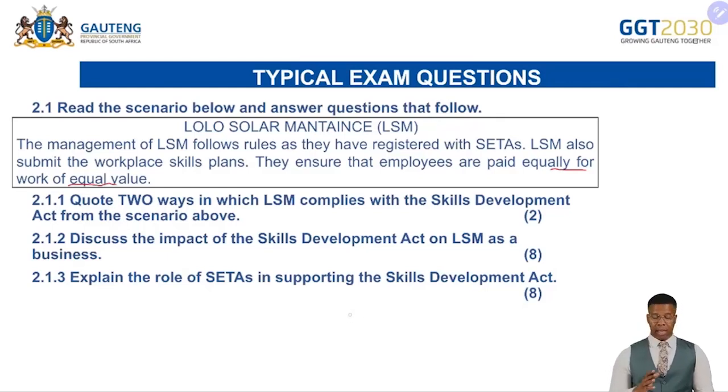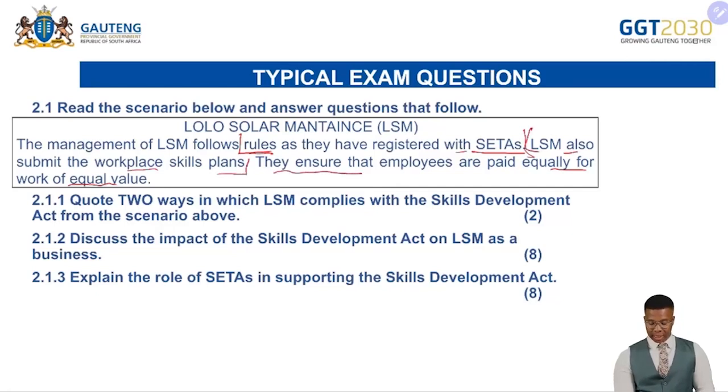What is critical there is to read the scenario and understand. The management of Low Solar Maintenance follows rules as they have been registered with the SETAs. Now, one way to comply, remember, is to register with SETAs. That is one way to comply. And then another way, they also submit the workplace skills plan. That is another way to comply.